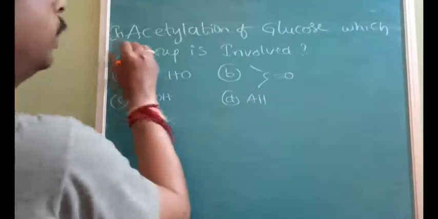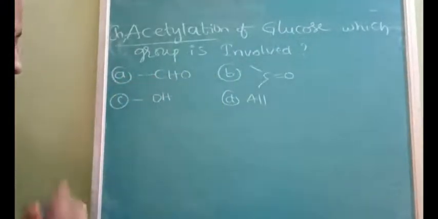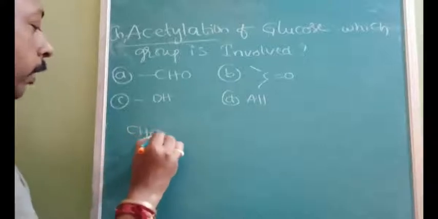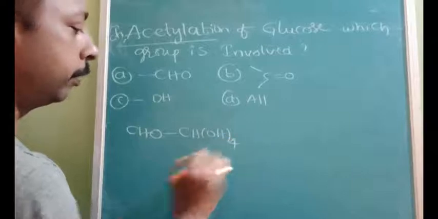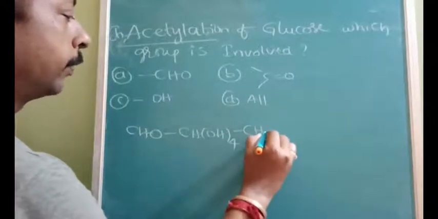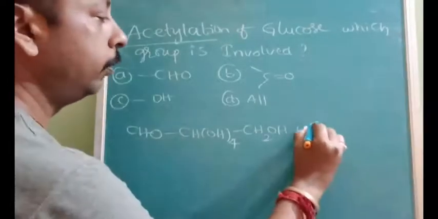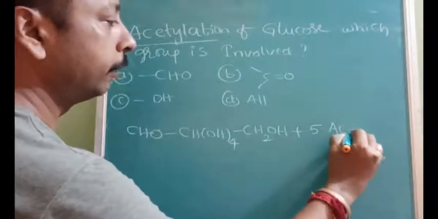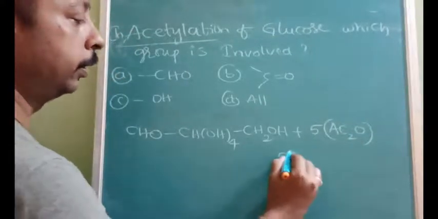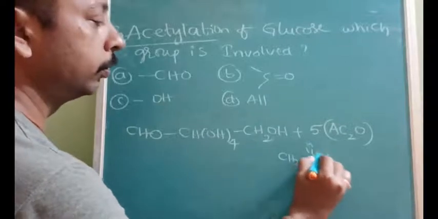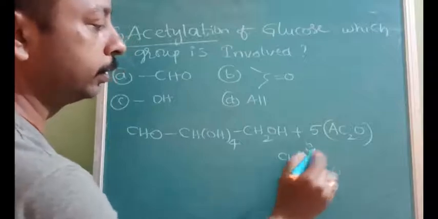Next question: in acetylation of glucose, which group is involved? First of all, for acetylation I will give you the complete reaction, so that you should be able to answer any related question. This is the glucose. In this one, acetic anhydride will be used, 5 moles of it. Ac2O means acetic anhydride. I will give the structure also, so that you have no problem in answering.